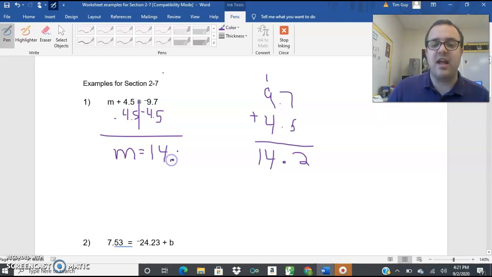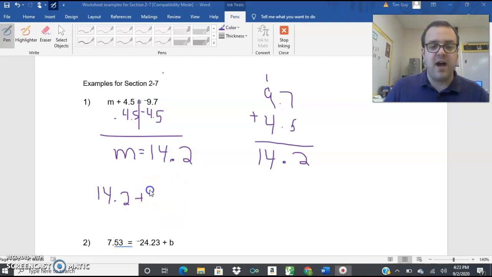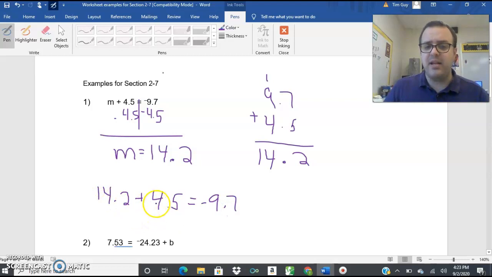Same thing as I've emphasized the last 2 days, every time we solve an equation, we need to make sure we do our check step. We're going to take 14.2 and we're going to plug it in for m over here. So it's going to be 14.2 plus our 4.5, and we need to get that equals negative 9.7. Now, I go to add these together. Wait, hold on. Am I getting negative 9.7? 14.2 plus 4.5, I'm going to get 18.7.